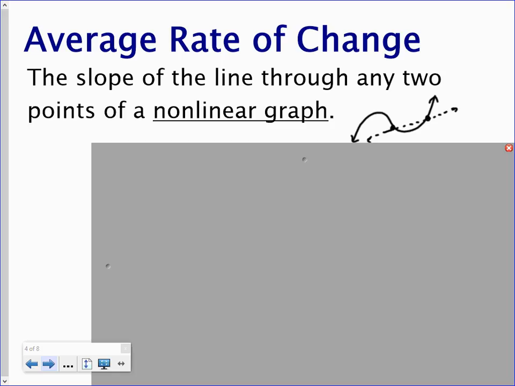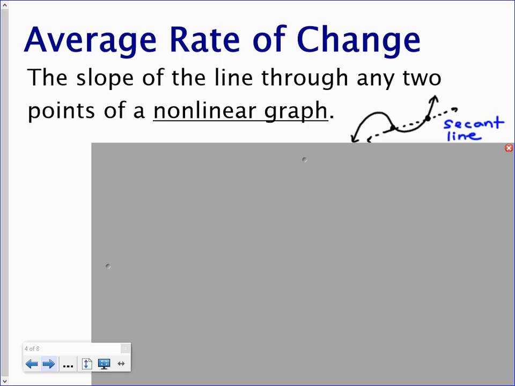That line that I have drawn between those 2 points, it has a special name. It's called the secant line. So if you want to write that down, you can. It should sound familiar, one of your reciprocal trig ratios. And so the average rate of change is really just the slope of a secant line. A secant line is a line that passes through 2 points of a nonlinear function.